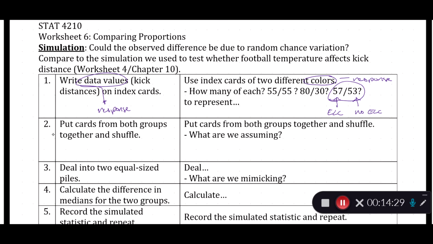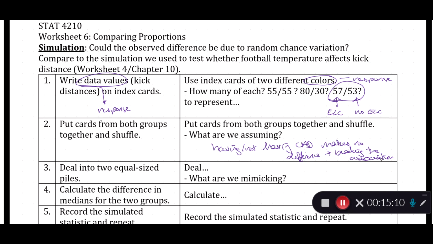What does this assume? Well, by shuffling, this assumes that having or not having CAD makes no difference. This is breaking the association. This is assuming the null hypothesis is true. This breaks any link between having earlobe crease and having coronary artery disease.